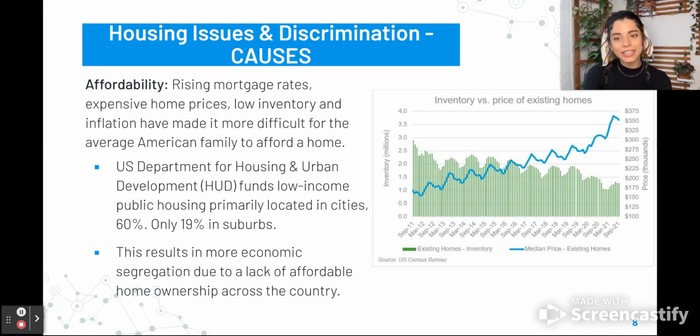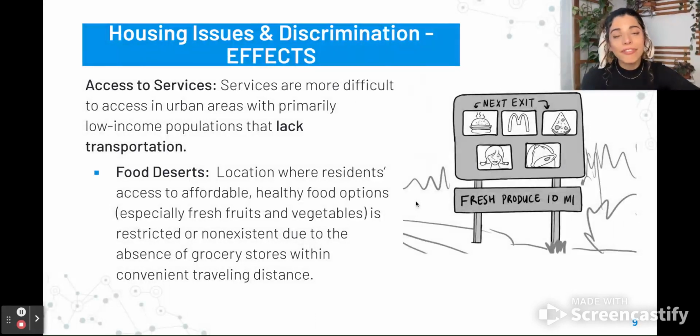So because of this, there's more economic segregation due to a lack of affordable home ownership across the country. Government-sponsored housing is in urban areas as opposed to suburban neighborhoods. And here we can see how the cost of homes has increased and how the inventory has decreased. So, some effects of these housing issues and discrimination issues.